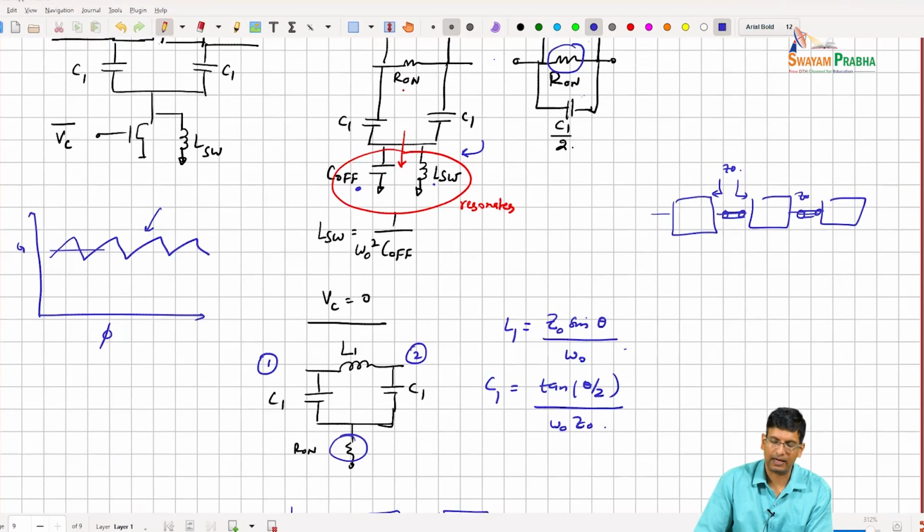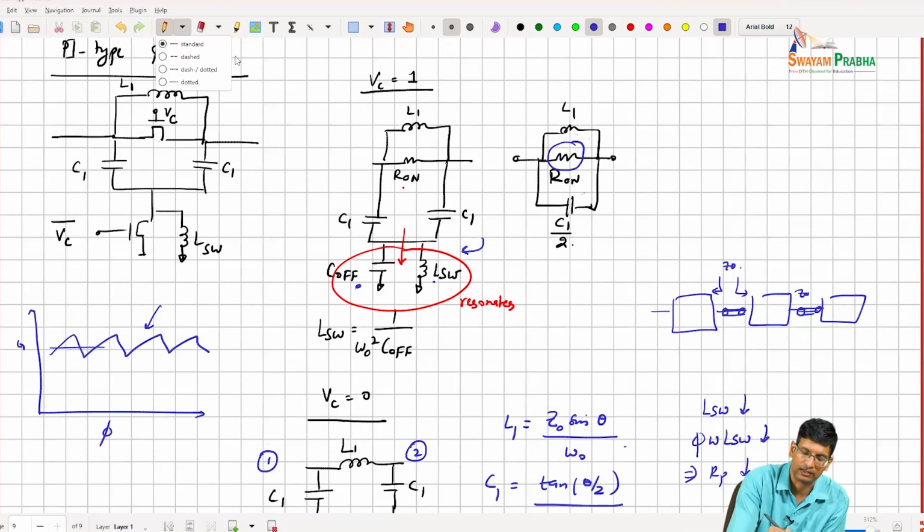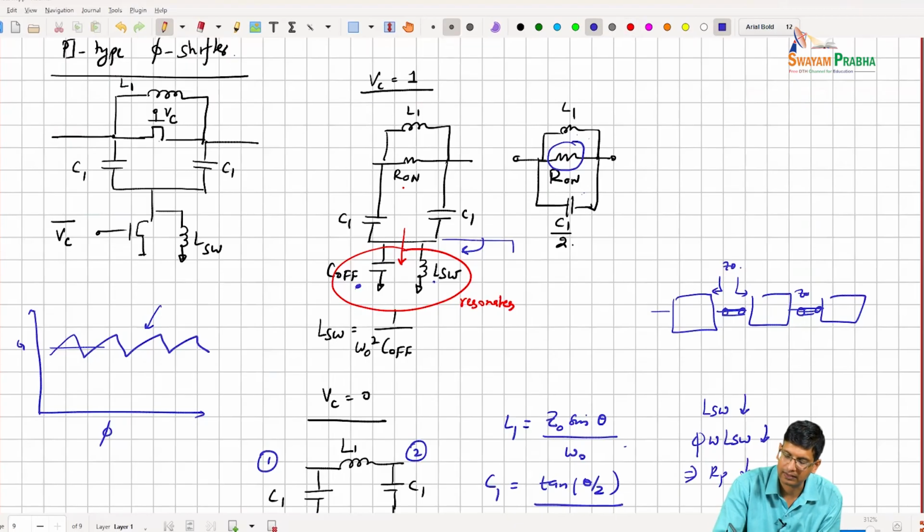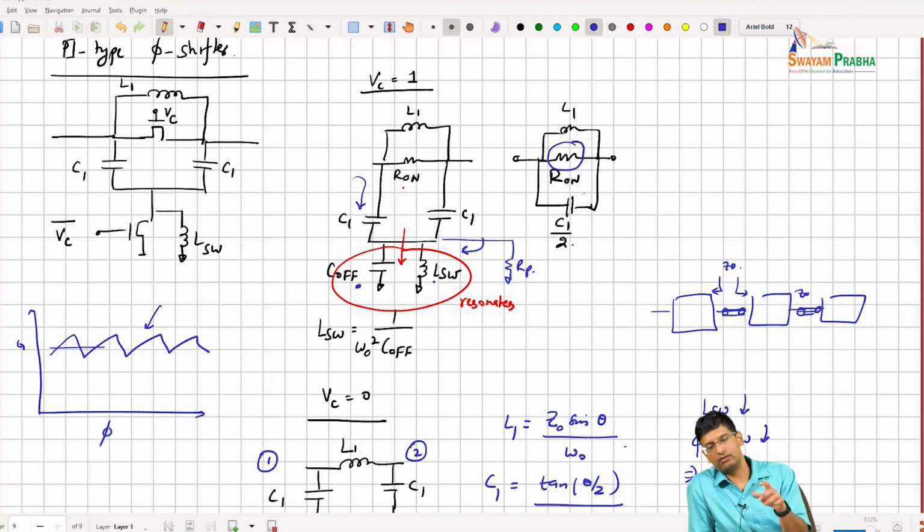But in practice, if you make your C off very large, your LSW decreases. So Q times omega times LSW decreases, right? So this basically means that your effective RP decreases. So this assumption over here that this is an open fails, because this is actually RP when it resonates, right? So then you actually have an RC network that is sucking some signal in, right? And that again causes both mismatch and a delta in the phase that is different from what you expect.